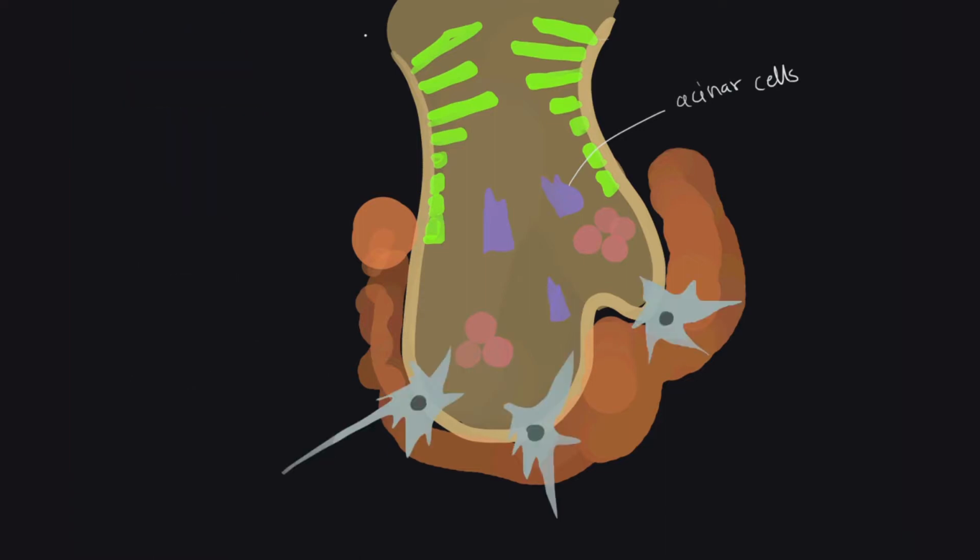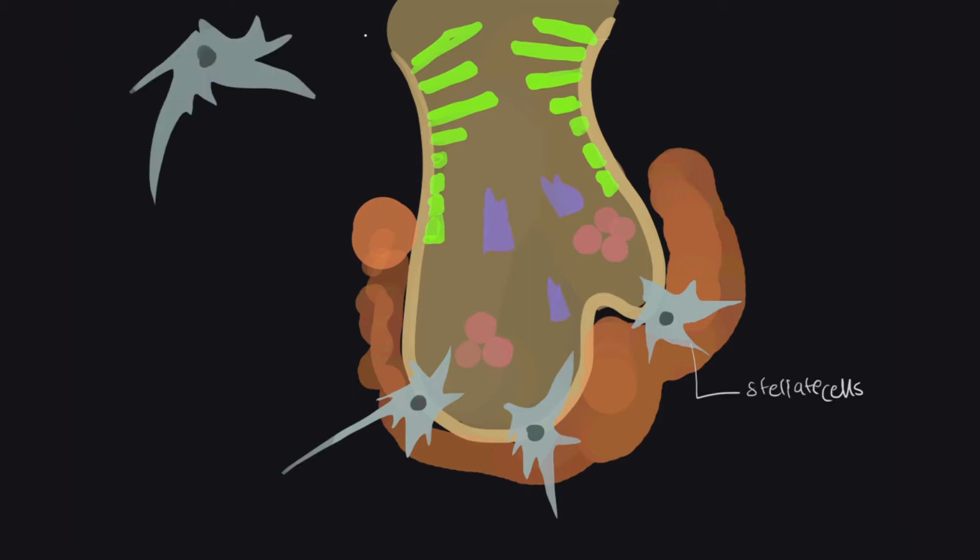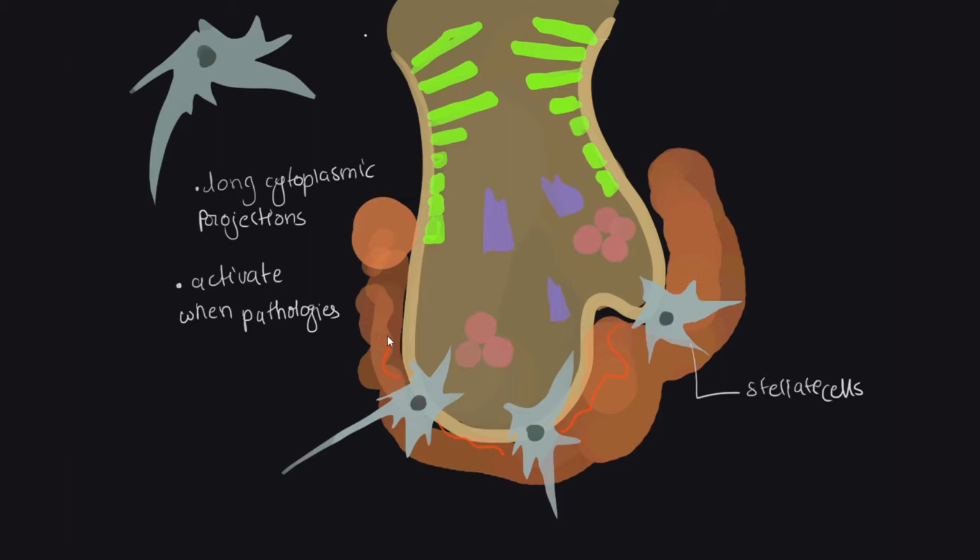And then the last exocrine component that we're going to be looking at is known as the stellate cells. If you look at a typical stellate cell, you can see that it contains long cytoplasmic projections, and they're only activated when there are pathologies. Another thing that I would like to add in the description of the stellate cells is that they are found in the periacinar space. As you can see, this is the periacinar space, and this is the loose connective tissue. So between the loose connective tissue and the acini, you can notice the presence of stellate cells. So that was the entire exocrine component of the pancreas.